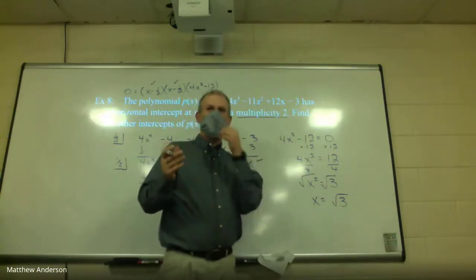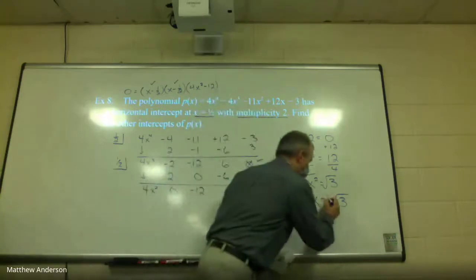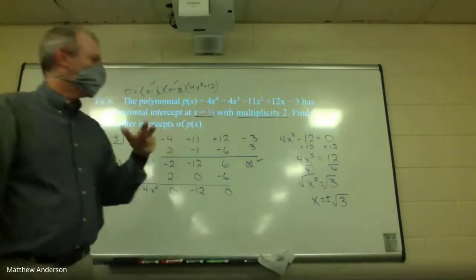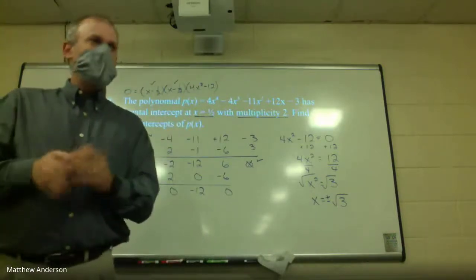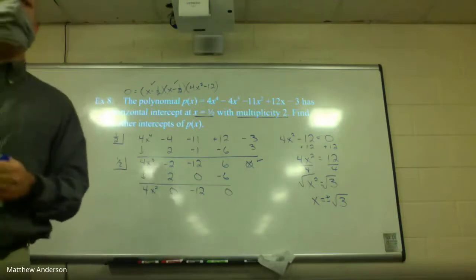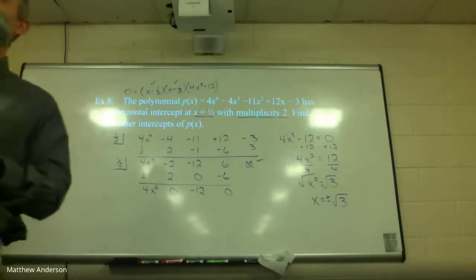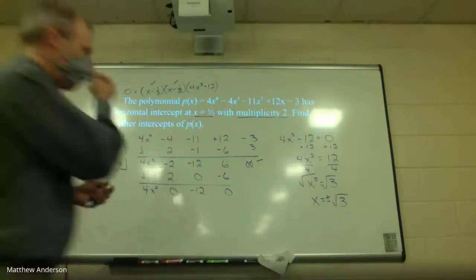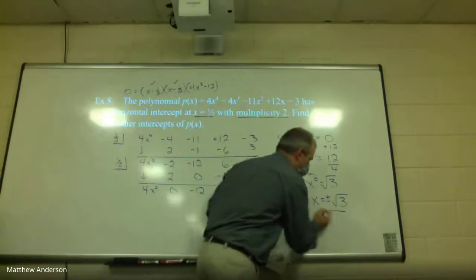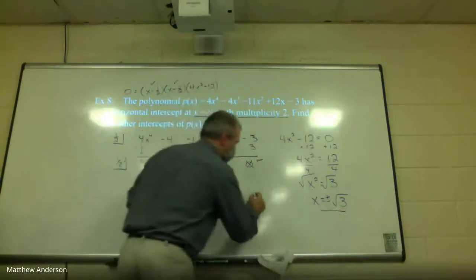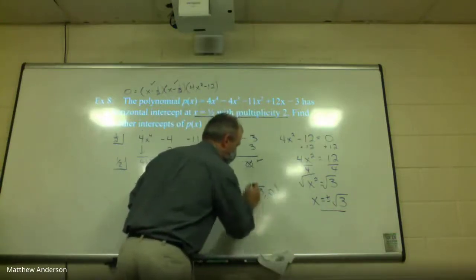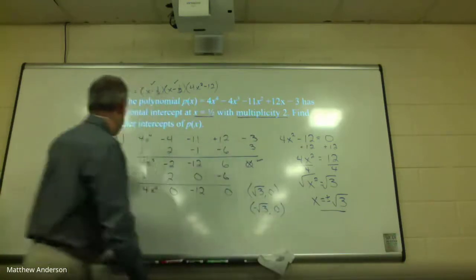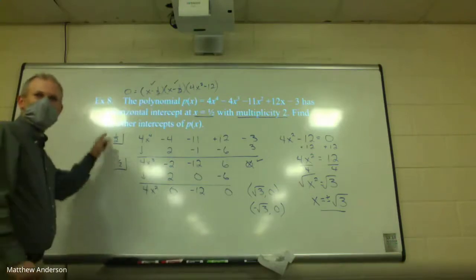Plus or minus, right? Let's just think about it with other numbers. If I asked you the square root of 4, not only is 2 squared equal to 4, but also negative 2 times negative 2 equals 4. So the positive one works and the negative one works. So we get these two answers. So our other two intercepts are square root of 3 comma 0, and negative square root of 3 comma 0, to go along with the 1/2, 0 that occurred twice.